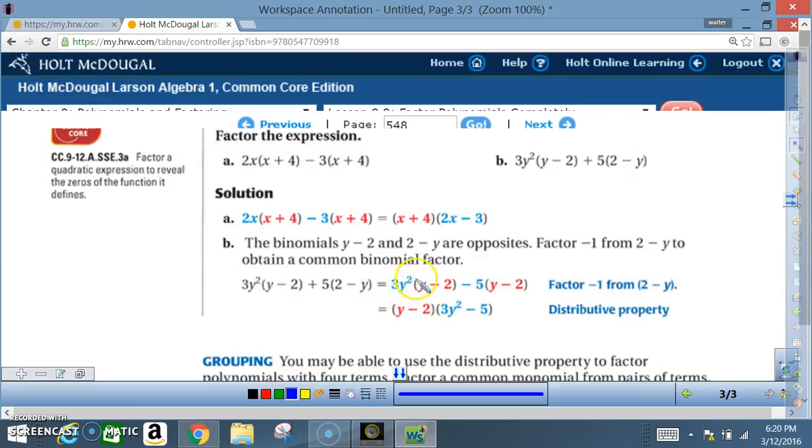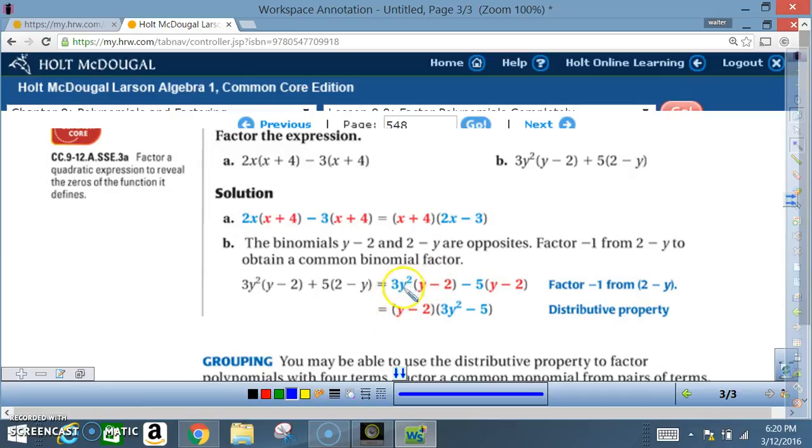So you're going to end up saying 3y squared times (y minus 2). Now you're going to factor out that negative, so that positive 5 will become a negative 5. The positive 2 will become a negative 2, and the negative y will become a positive y. That's because you factored out the negative 1 from 2 minus y. So now you have your common binomial, which is y minus 2. So you factor that out, and you're going to say 3y squared times (y minus 2) divided by y minus 2. That's a fancy way of saying these two will cancel out.